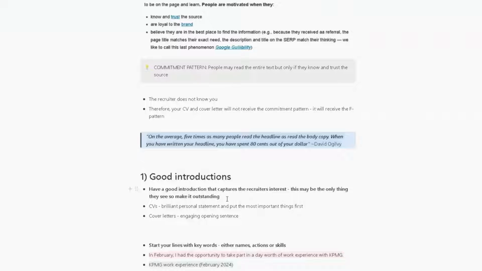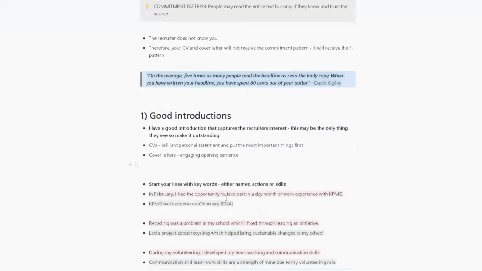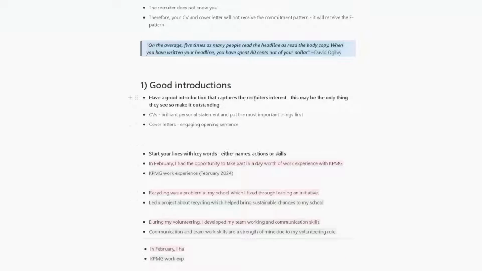Well, basically it means, first of all, good introductions. You need to have a good introduction that captures the recruiter's interest. This may be the only thing they see, so make it outstanding. So in terms of CVs, you want a brilliant personal statement. That's one of the first sections, so you want to make sure that is extremely good. And if you need any help on structuring a CV, check out this video in the top right.